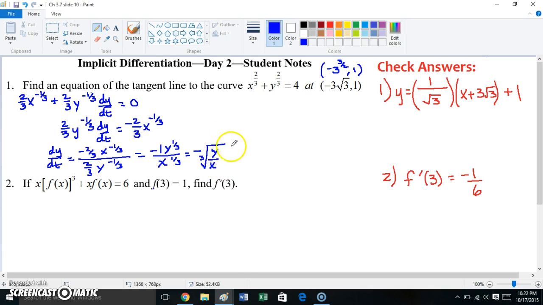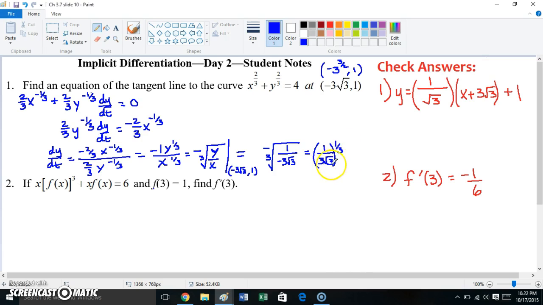this function. Okay, we want to evaluate this at the x and y value, -3 root 3, comma 1. Okay, so that means we're going to get a negative cube root of 1 over -3 square root 3. Okay, the cube root of a negative is a negative, so these negatives will cancel out. And we're left with 1 over 3 square root 3 to the 1/3 power.